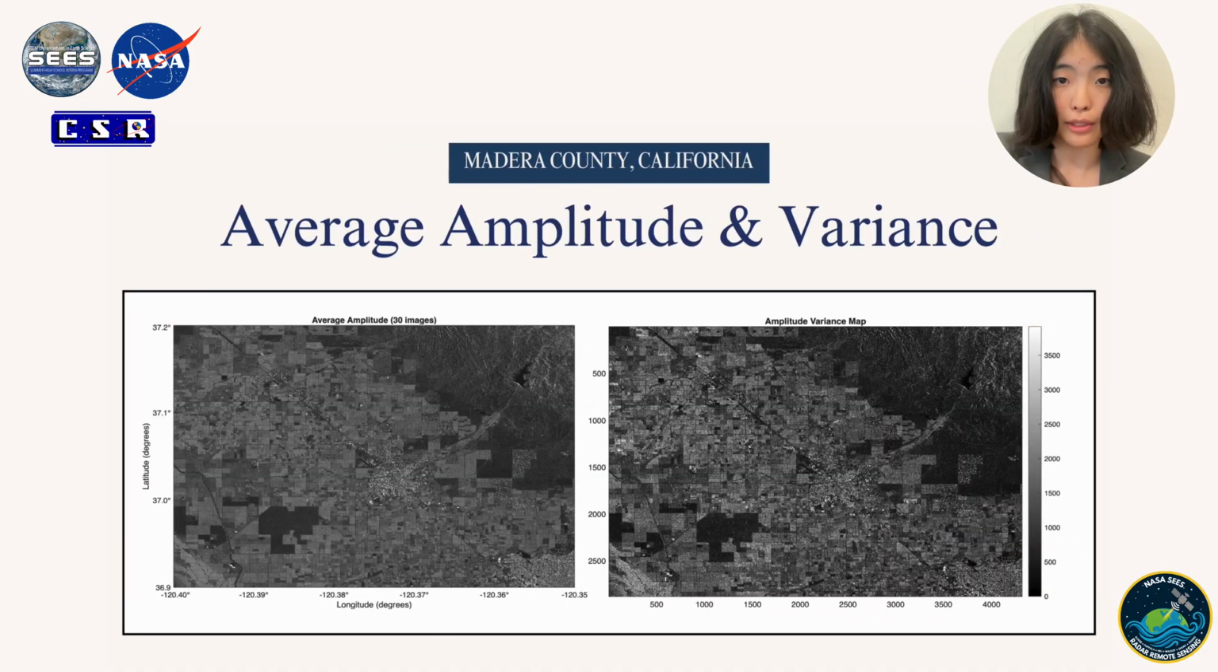These maps show radar amplitude patterns over Madera County using 30 satellite images from 2023. The left image shows the average amplitude, with brighter areas reflecting consistently strong backscatter, like buildings or rough terrain. The right image maps amplitude variance, highlighting how much each pixel's value fluctuates over time. High variance, seen in bright spots, often corresponds to constantly changing areas, like irrigated fields, urban cities, or surface water changes, while stable regions, such as bare land or water bodies, appear darker.